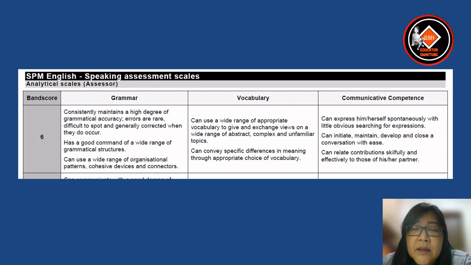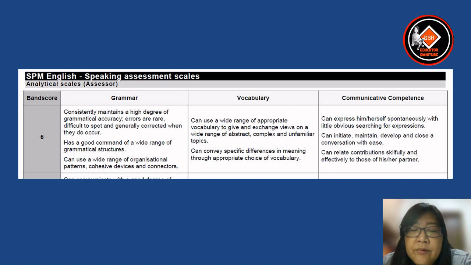Then for the last one, communicative competence. Here, to get the score of 6, you can express yourself spontaneously with little obvious searching for expressions. So it means that your conversation or whatever you are explaining must be smooth and without hesitation. Then you can initiate, which means you start a conversation, you can maintain and continue the conversation, you can develop the ideas, and close a conversation with ease. Ease here means less hesitation or pausing.